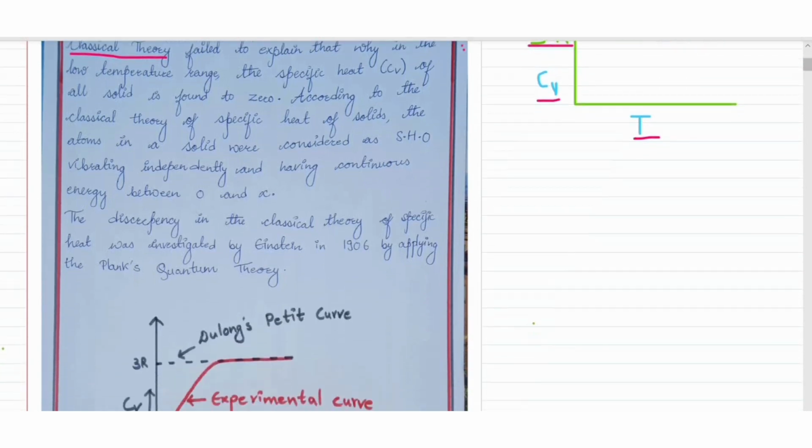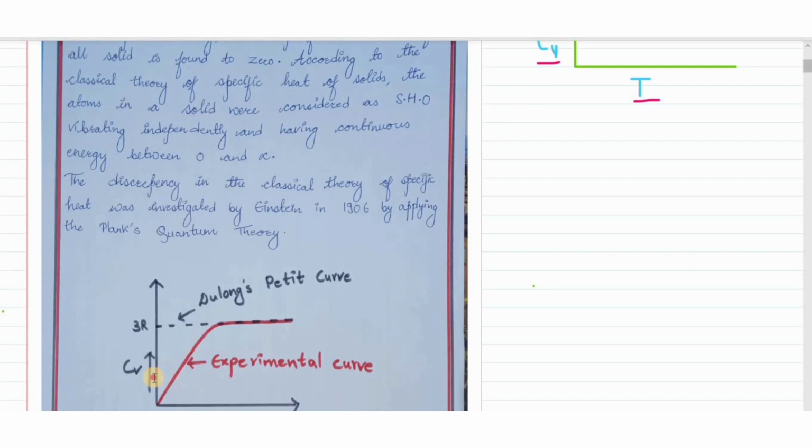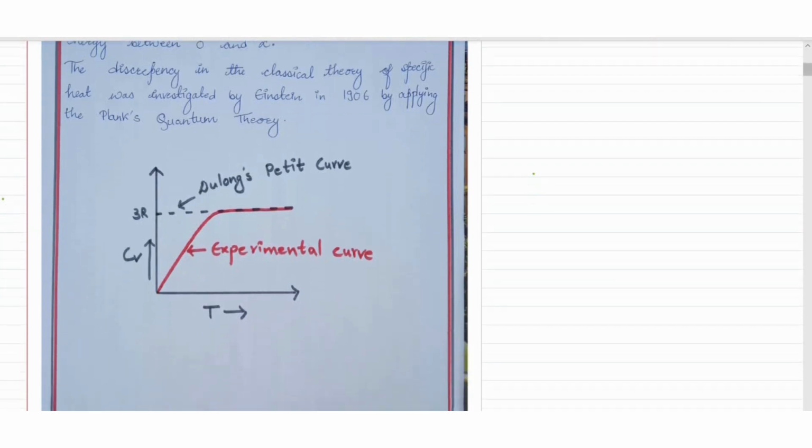This is the experimental curve between specific heat and the temperature. It showed that the specific heat is equal to 3R at high temperature, but it lowers with lowering in temperature. So Dulong and Petit's law was not able to explain why specific heat tends to 0 at low temperature. So this was the discrepancy in the classical theory. The discrepancy in the classical theory of specific heat was investigated by Einstein in 1906 by applying Planck's quantum theory. So now let us see the assumptions of the Einstein theory.